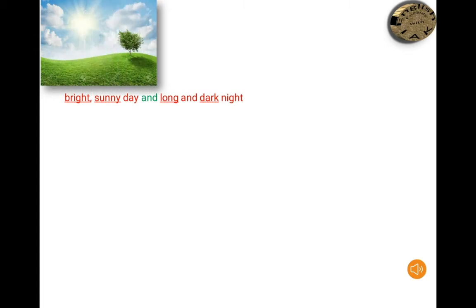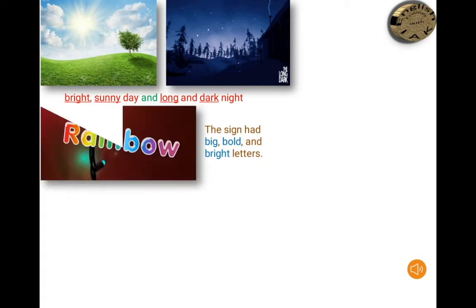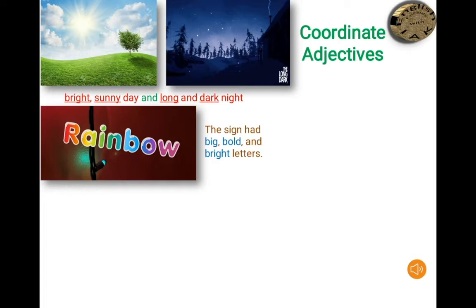Now in the next slide, we are going to guess what we are going to learn. So here's the first one: bright sunny day and long dark night. And then again, the sign had big, bold, and bright letters like this. And they are called coordinate adjectives. Coordinate adjectives need to be separated with a comma, as you can see in the first sentence and the second one.